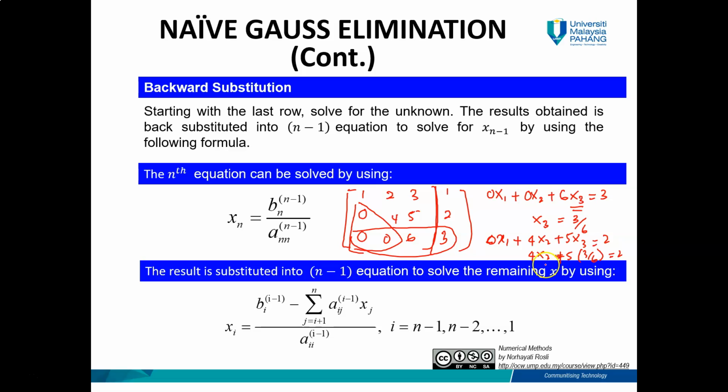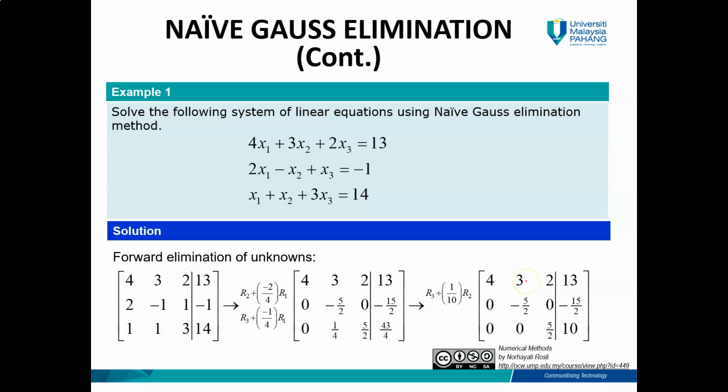And then the same thing happens for the first row, means that we will substitute our x2 and x3 that we got from the third and second row, then you can solve for x1. This is how we can use the backward substitution method.